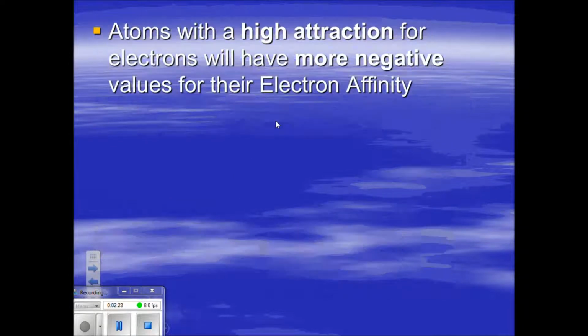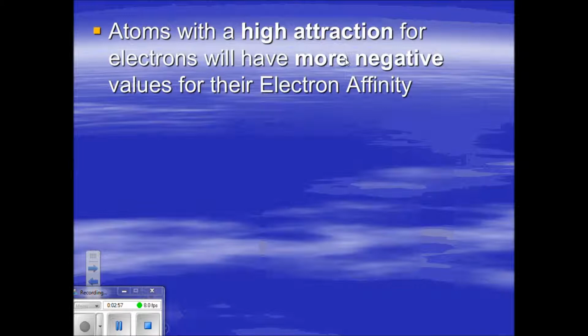Now, you can see here it says atoms with high attraction for electrons will have a more negative value for their electron affinity. Remember, the definition is the energy change associated with gaining an electron. And anytime a reaction can give off energy, that means it's becoming more stable. And remember, giving off energy is exothermic, and exothermic is negative. So if it has a more negative value, that means that it really wants that electron. Seems contradictory, like more negative, but it means it wants it, because if it gets to gain it, it gets to give off a lot of energy, and that is very beneficial.